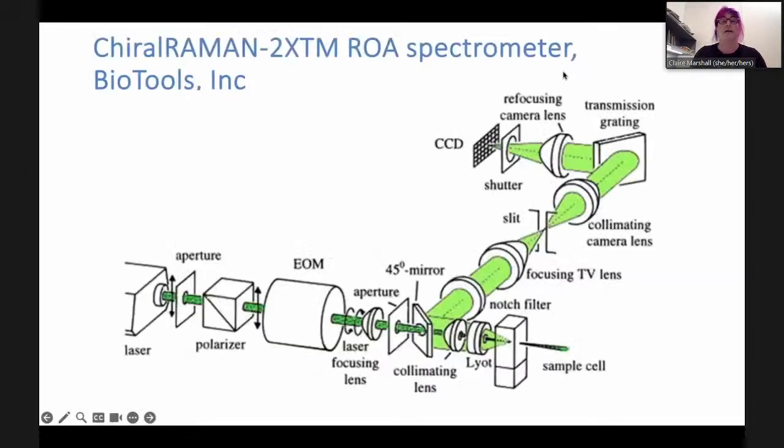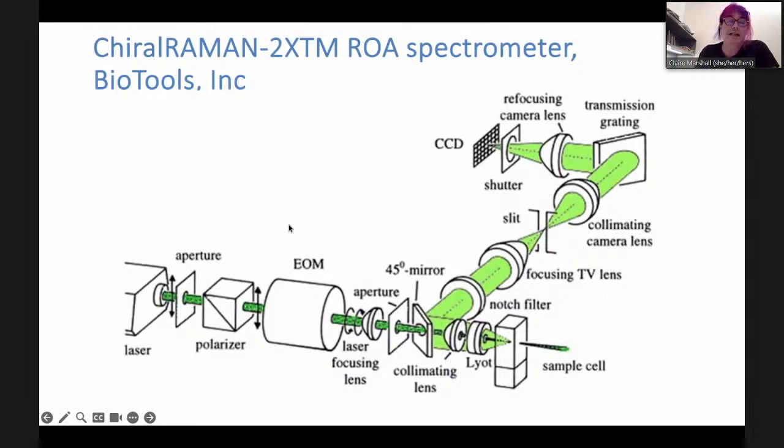And here's just a little optical train or pathway diagram. There's only one company in the world that manufactures a ROA spectrometer, and that company is BioTools, which funnily enough is located in Jupiter, Florida. And this Picasso that I've been awarded is looking at the development of ROA for Ocean World missions. So it's kind of funny that the company is located in Jupiter. This is the current ROA, the only commercial ROA spectrometer available, and it's called the Chiral Raman 2X.